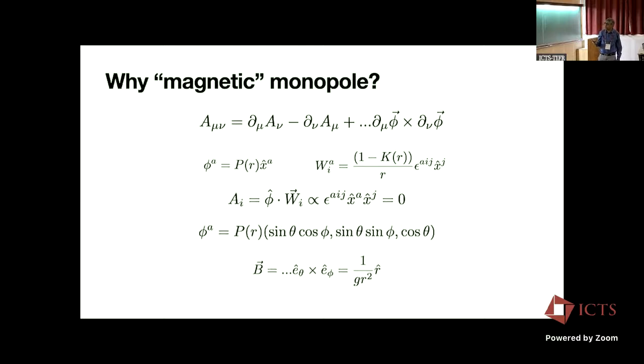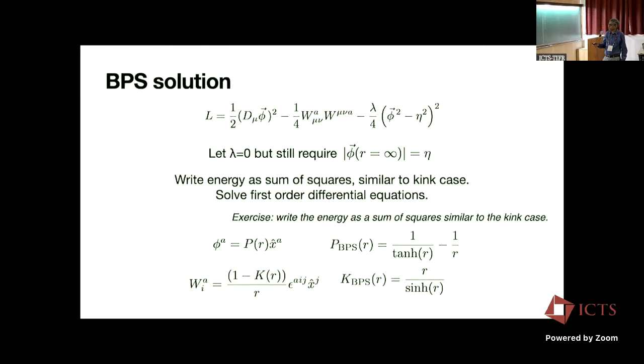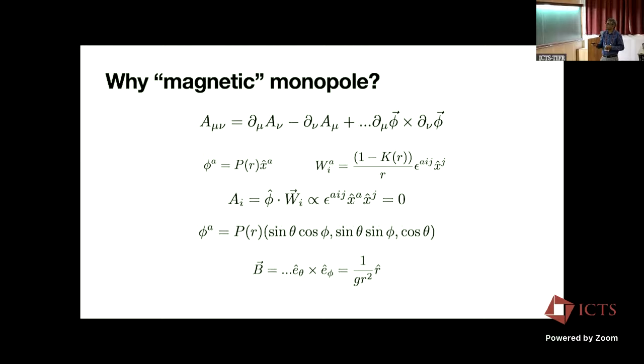Okay, so now let's go back over here. So we have this formula, and now we want to know, well, if it's a magnetic monopole, then it should have a magnetic field which looks like a Coulombic magnetic field. So now we apply this formula, with phi to be that expression given earlier, and the gauge field to be that expression given earlier.